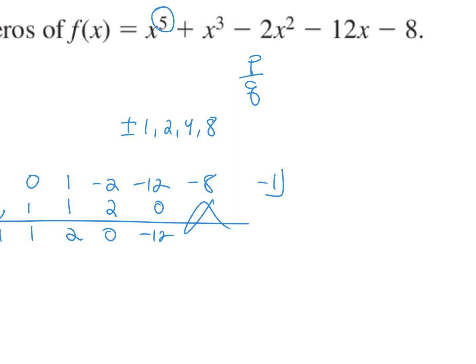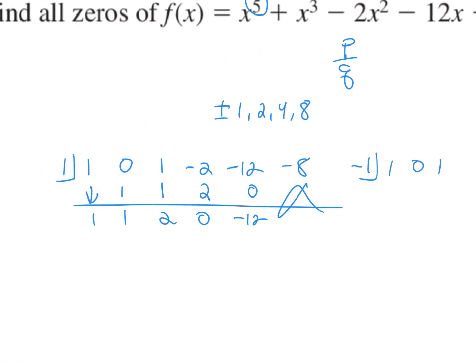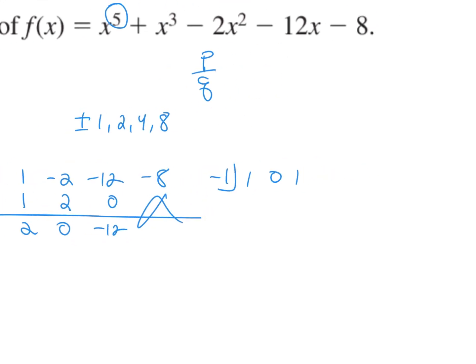Let's try negative 1. As soon as you see, oh, wait a second, my remainder is not going to be 0, you can go ahead and go to the next one. So 1, 0, 1, negative 2, negative 12, negative 8. So bring down your 1. What's 1 times negative 1? Negative 1. 0 plus negative 1 is negative 1. Negative 1 times negative 1 is 1. 1 plus 1 is 2. 2 times negative 1 is negative 2. Negative 2 and negative 2 is negative 4. Negative 4 times negative 1 is 4. Negative 12 and 4 is what?